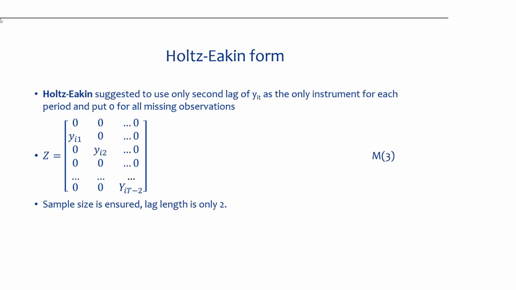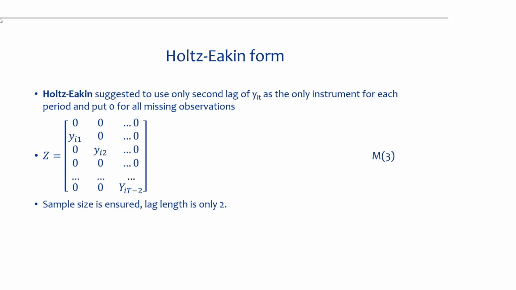So basically, this is what Holtz-Eakin suggested. yi1, rest everything 0. If we are using a 2-period lag, yi2, rest all 0. We can add more, but you can include that also in the system. But what is important here is that since you are using only the second lag, you are losing out a lot of information because all lags have some explanatory power.